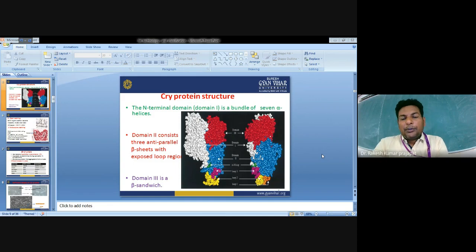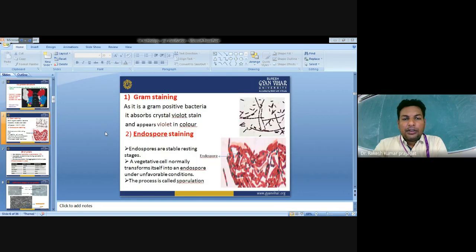If we talk about the Cry protein structure, the N-terminal domain, domain 1, is a bundle of 7 alpha helices. You can see the N-terminal domain here, and this is domain 3 at the C-terminal. Domain 2 consists of 3 antiparallel beta sheets with exposed loop regions. Domain 3 is a beta sandwich.